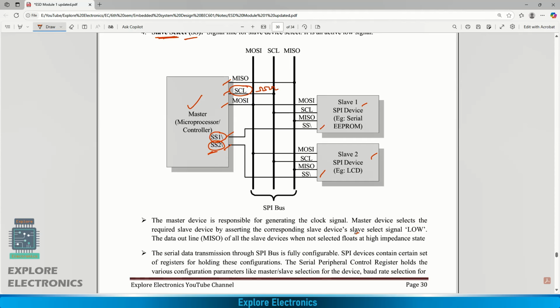When the slave select signal is low, as you can see here, the corresponding slave device will be selected, asserting them, right? The data line MISO, the data out line of all the slave devices, that is master in slave out, floats in the high impedance state when not connected. That means if it is master in slave out and it is not connected, it will be in the Z state, the high impedance state. Okay.